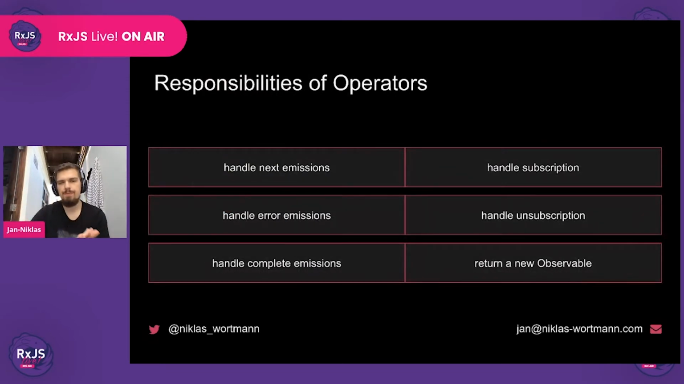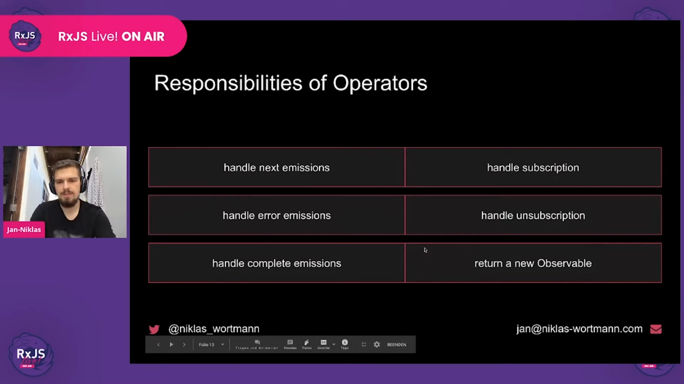These were now some examples. So from my point of view, regarding the responsibilities of an operator, it has to handle all the emissions, meaning next, error, and complete. And this can also mean that it just passes on the value. For example, what Dominic showed is that he just called source observable complete, just to call all the other observables' complete handler.